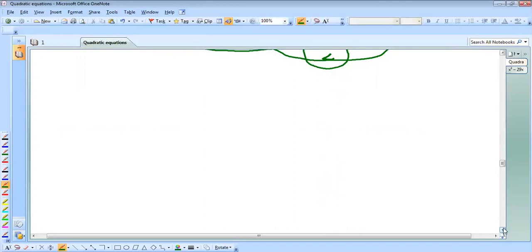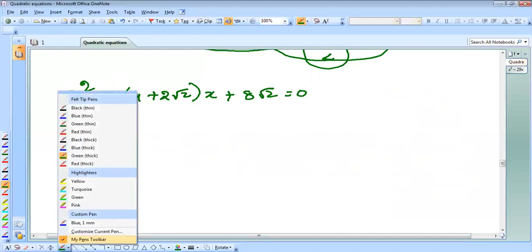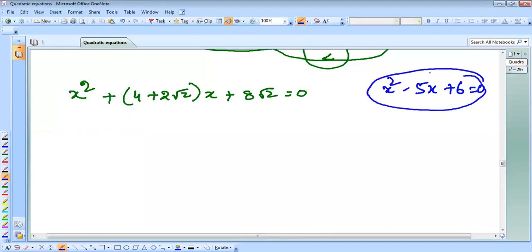And some more students are asking casually, sir, root values are involved, how will we deal with that type of questions? For example, friends, I'll write one question here: x square plus 4 plus 2 root 2 x plus 8 root 2 is equal to 0. Whenever you see this question, you will feel this is a tough question. But in reality, it is not a tough question. This is an easier question than x square minus 5x plus 6.